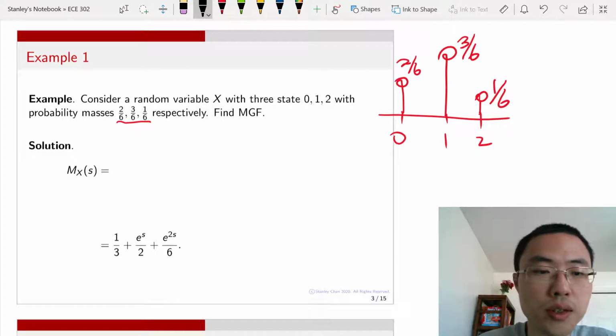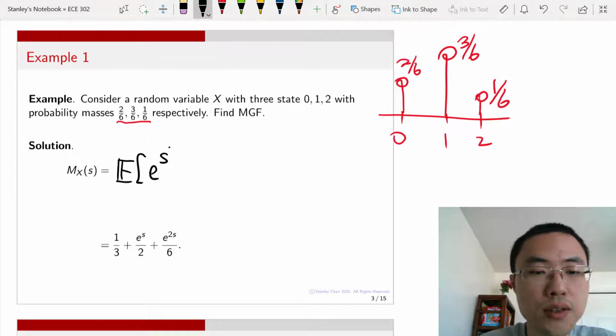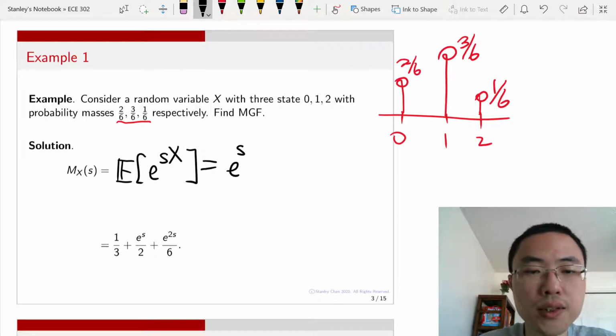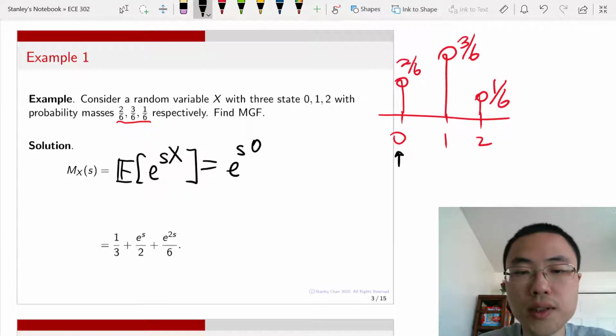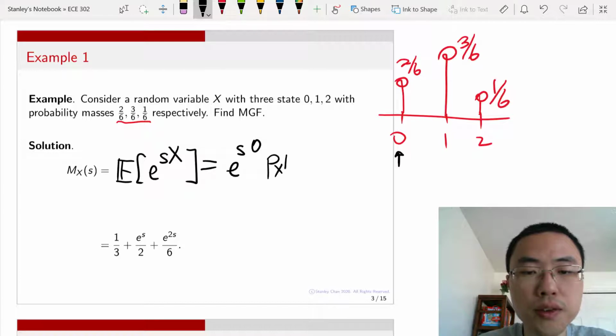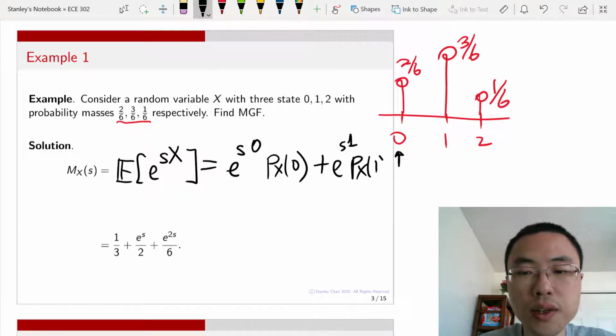Well, it turns out that the moment generating function is defined as the expectation of e to the power sx. And so what is the expectation of e to the power sx? It will be e to the power s times whatever state you have. So this is your state at 0, so I plug in a 0, and then I have this p_X of 0. And then I have e to the power s times 1, and then p_X of 1. And then I have e to the power s times 2 times p_X of 2.